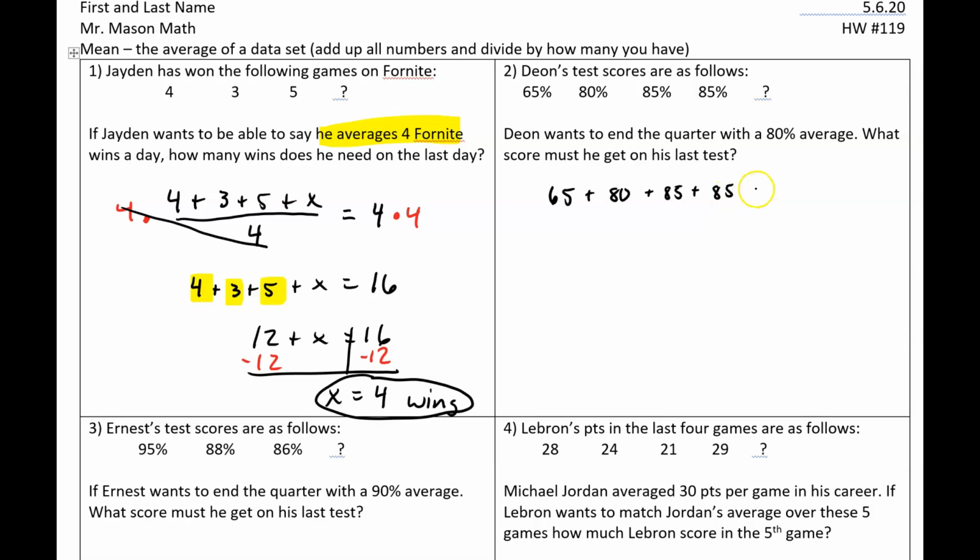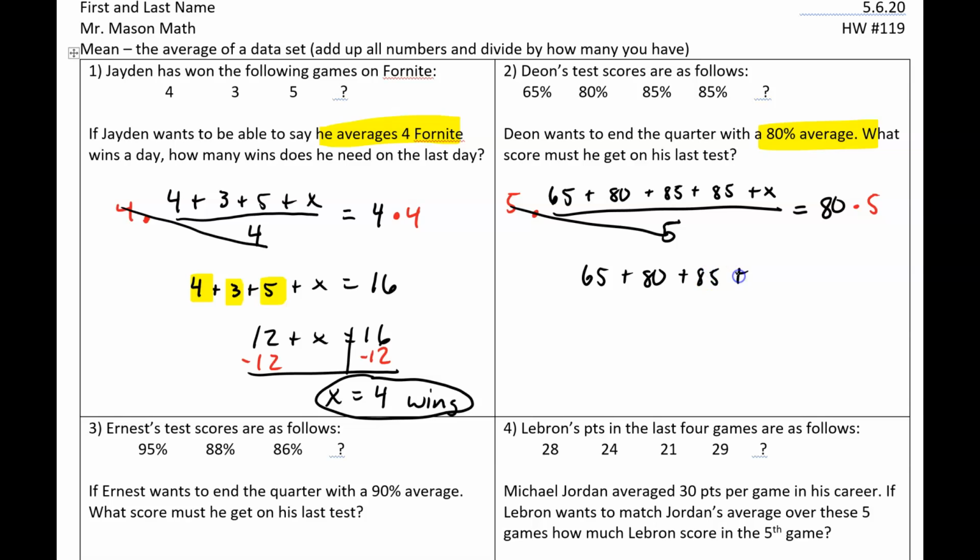You can take all your grades plus the next grade you don't know, and you have to say, okay, how many grades did I have? 1, 2, 3, 4, plus that one I haven't taken yet. So I had 5. That's why we're dividing by 5, because there's 5 tests, even though I haven't taken one of them yet. And I say, okay, set it equal to your desired average. In this case, Dion wants to walk out of the class with at least an 80, so he'll say 80. All right, just like we did in the last problem. To get rid of this fraction, we multiply both sides by 5. Doing that cancels the 5's off here, so we have 65 plus 80 plus 85 plus 85 plus x equals 400, right? So everything up top gets dropped down.